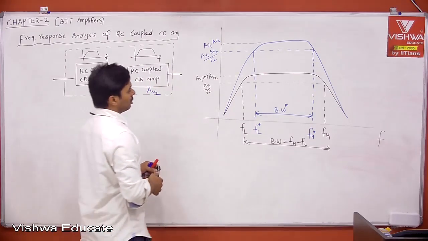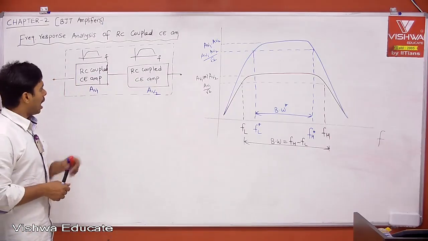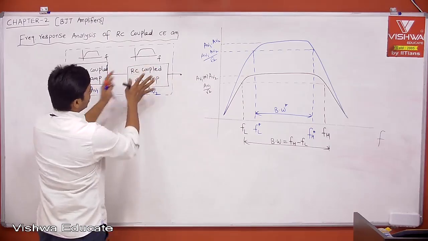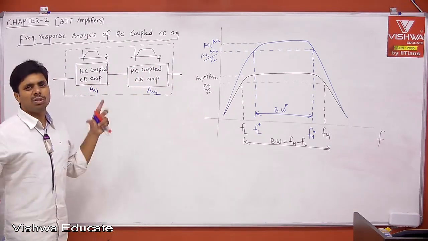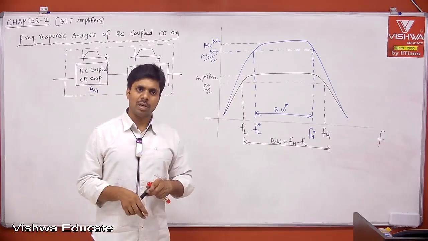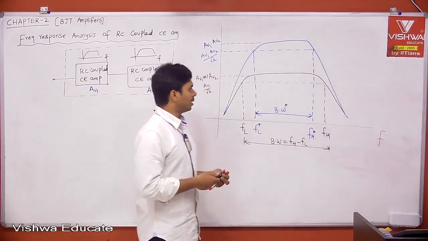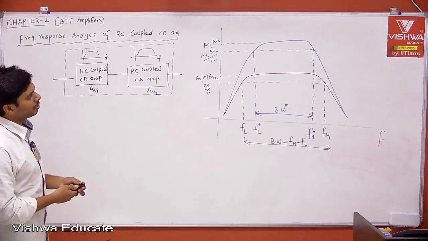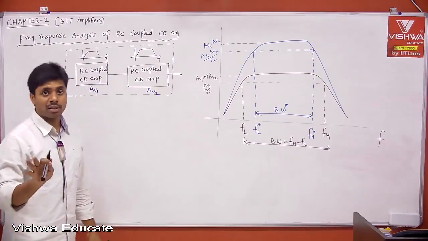Now I can give you the relationship between FL star and FL. I am not deriving it, but it is derived using the hybrid pi model of the BJT, through the transfer function, which involves huge mathematical analysis. But the concept is important. Problems you get will be related to qualitative analysis, not quantitative analysis.